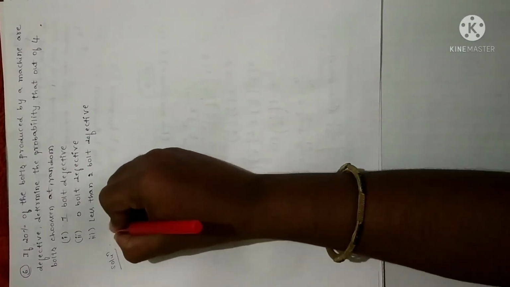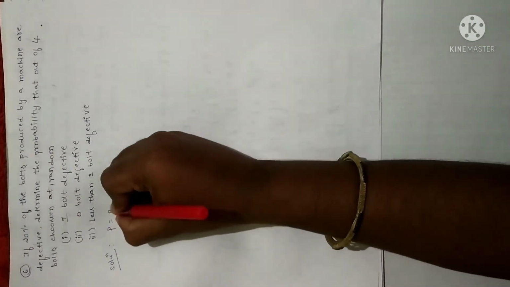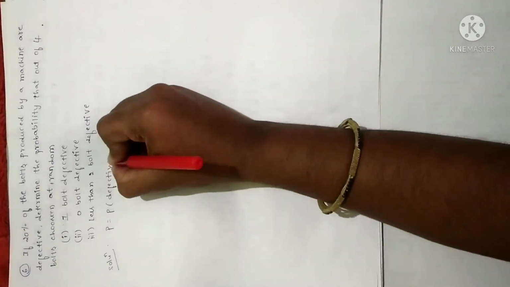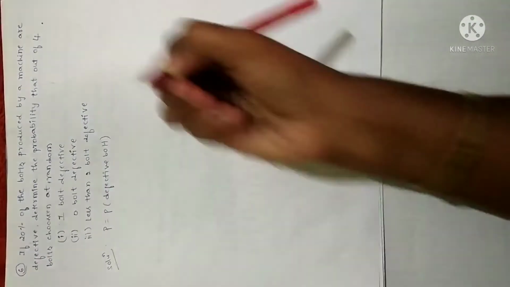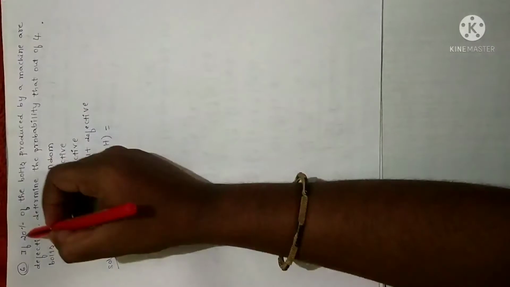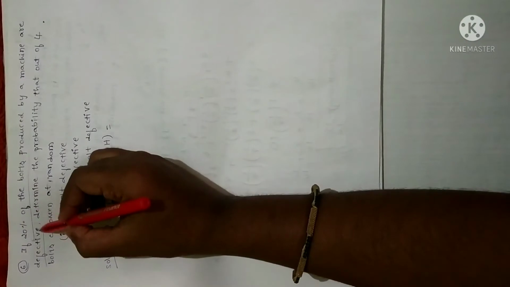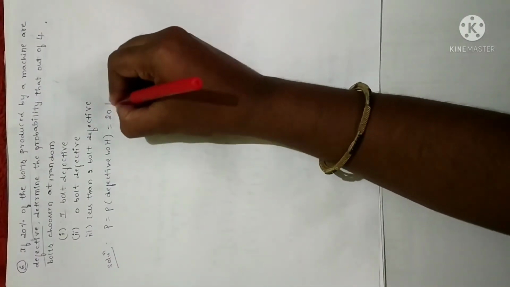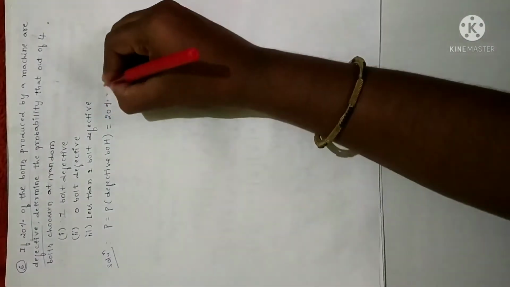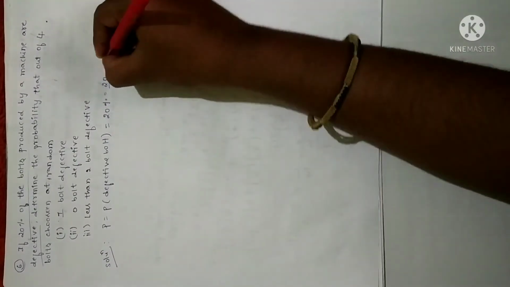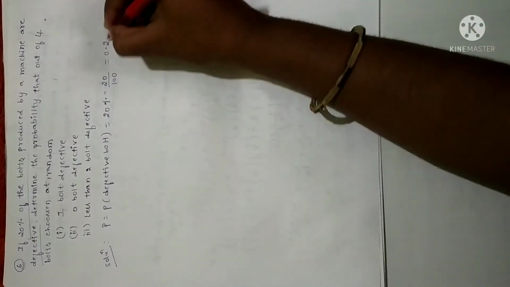Right? So I'll just write the solution here. Let me take probability P as the probability of a defective bolt. Fine. So what is given: 20% of the bolts produced by the machine are defective. It is given in the problem itself. It is 20%. Remember, when you are talking about percent, you have to divide the number by 100. So I can write 20% as 20 by 100. That will give you 0.2.